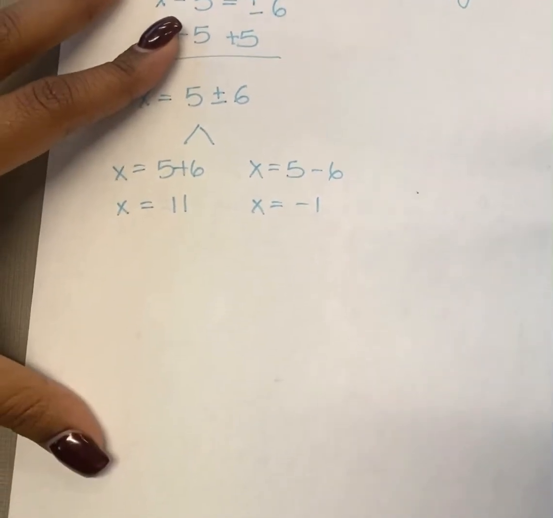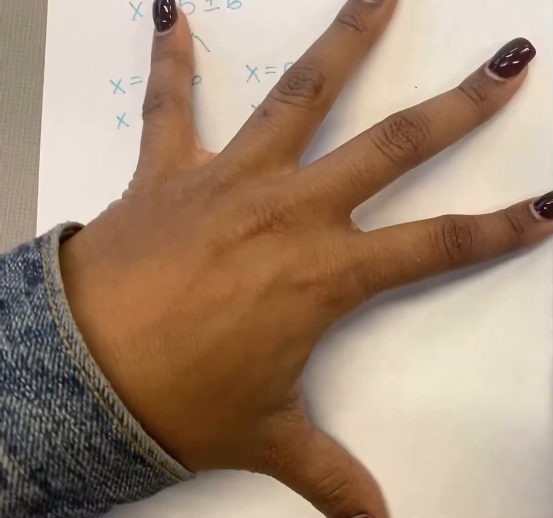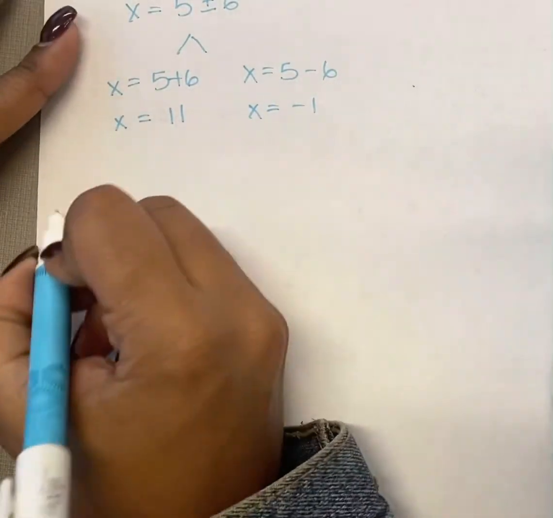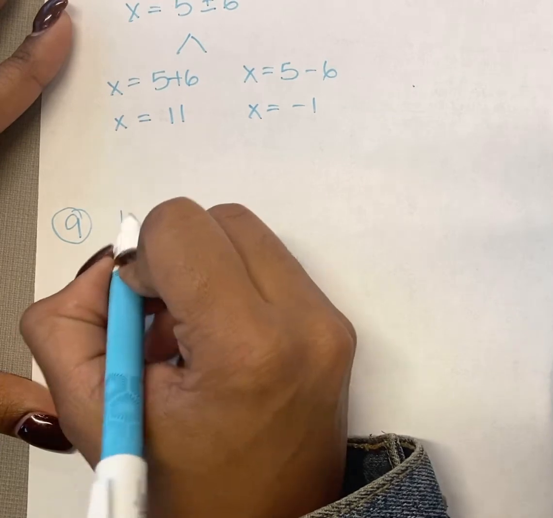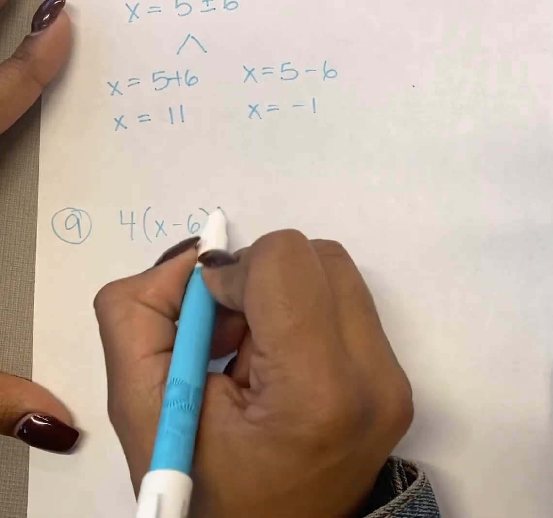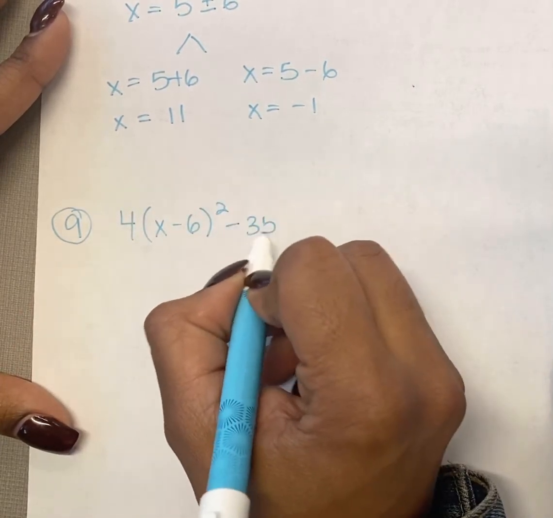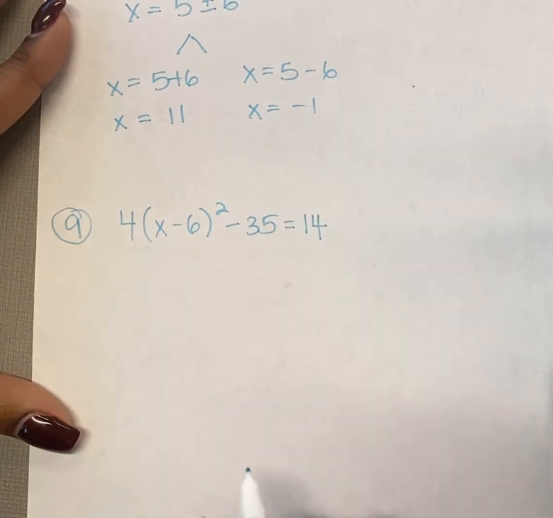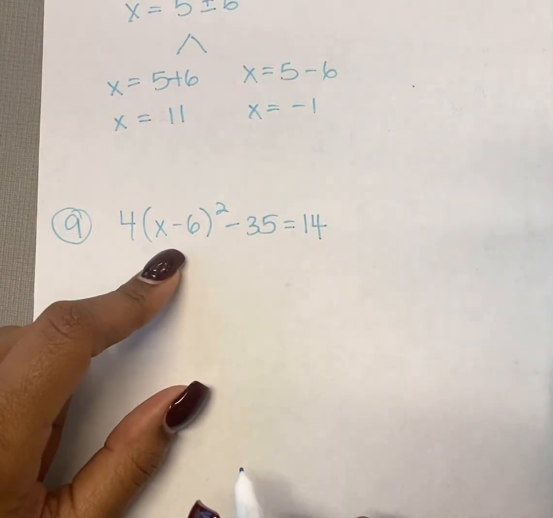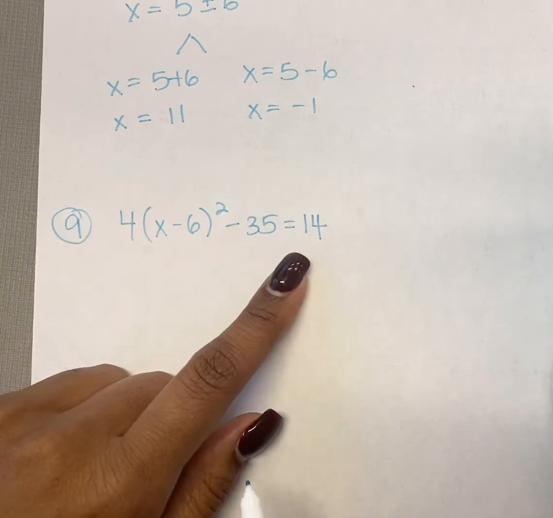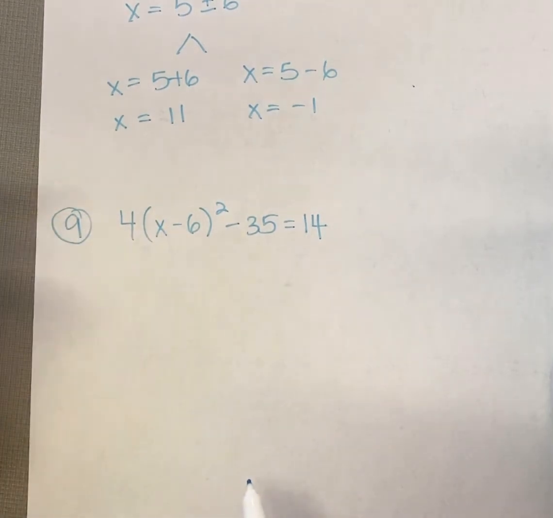Okay, we're going to do one more example. So that was number 7. We're going to look at number 9, which has way more parts. So I have 4(x - 6)^2 - 35 = 14. And so the goal is going to be to find that value of x that will make this statement true. And so we're looking for our solution.